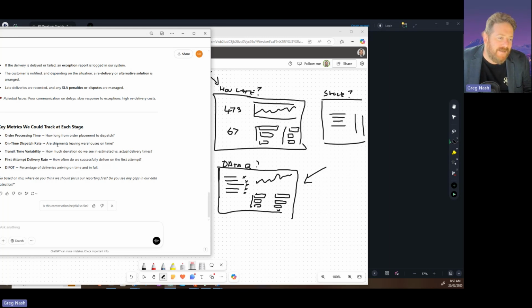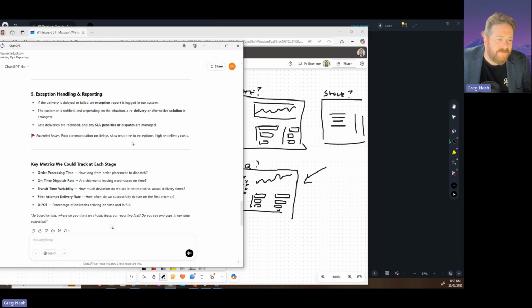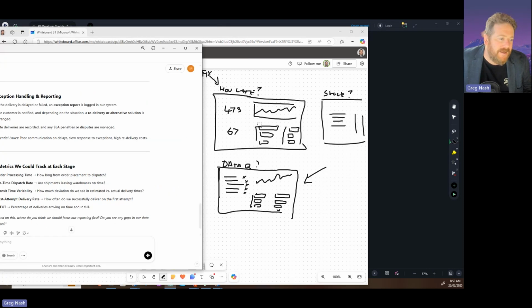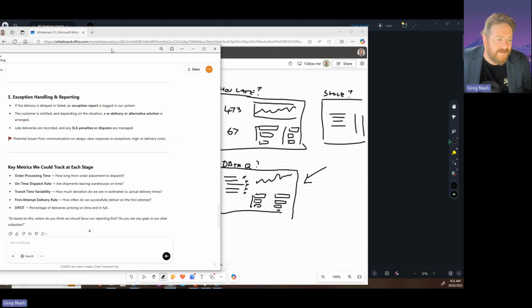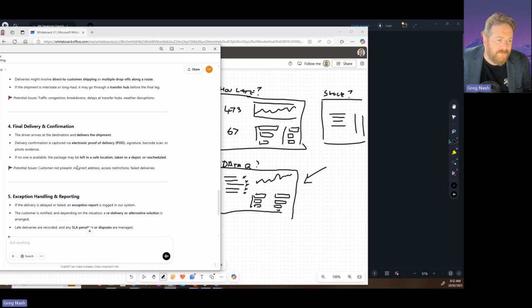On-time dispatch rate. Shipments leaving the warehouses on time. So what problem does that solve? Well, I think they're still talking about how late, right? So order processing time and on-time dispatch rate are still around how many late orders there are. So those two metrics are for one problem.